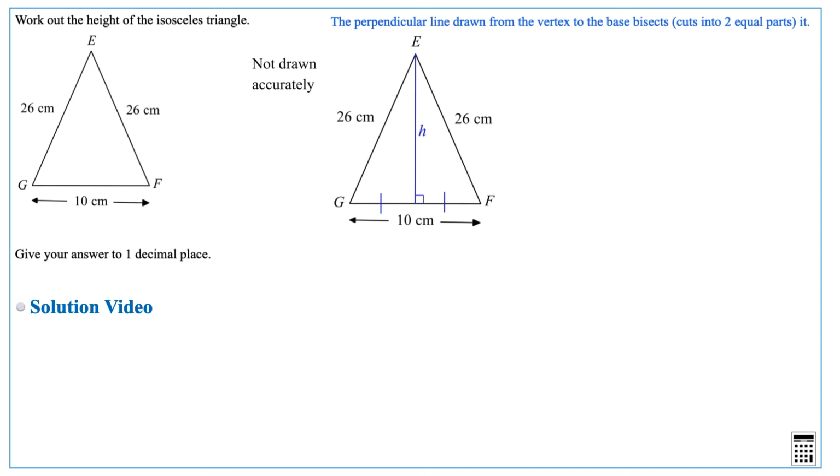If we label the perpendicular height as h, then using Pythagoras' theorem, h squared plus 5 squared equals 26 squared. So h squared equals 26 squared minus 5 squared, which equals 651. Therefore h is equal to the square root of 651. And this equals 25.5 centimetres to 1 decimal place.